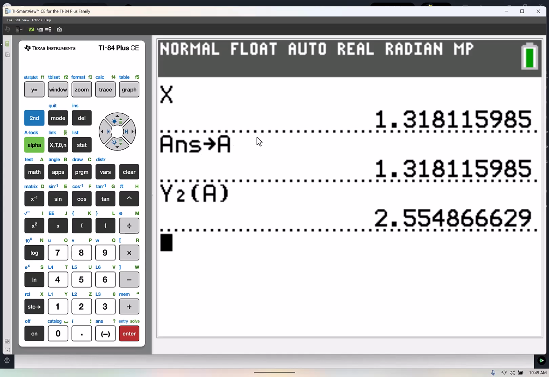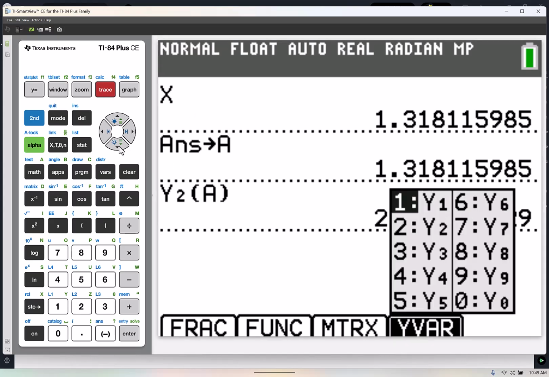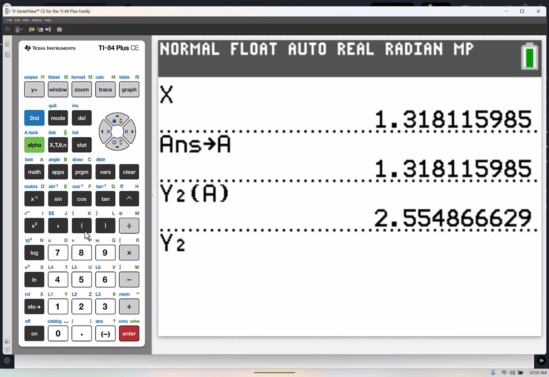I stored that answer to A, and then I just called y2 alpha trace, and you just go to the y2 because that's the velocity, and then I open up a parenthesis and I put A in there.